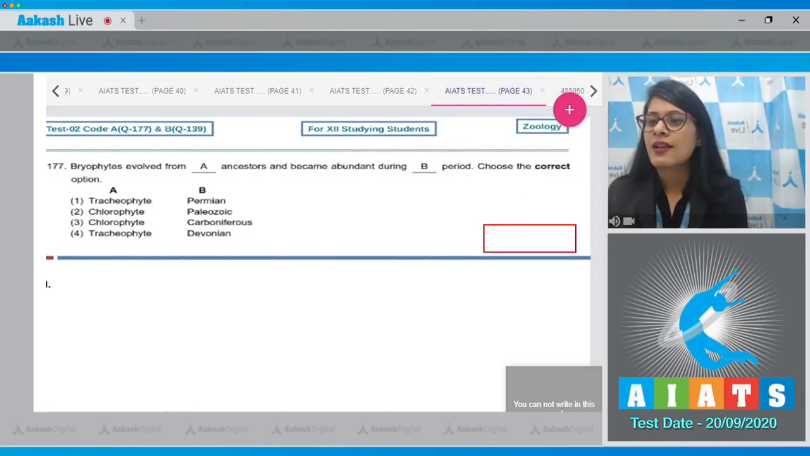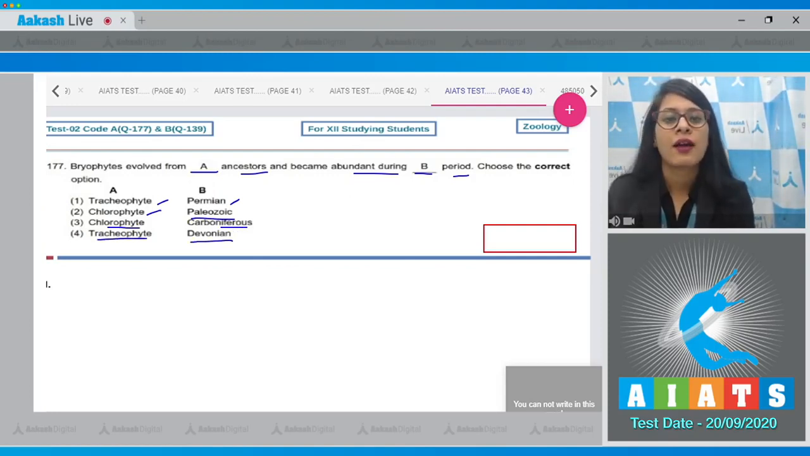Question 177. Bryophytes evolved from A, ancestors, and became abundant during B period. Choose the correct option. The very first option is tracheophyte, Permian. Second option is chlorophyte, Paleozoic. Third option is chlorophyte, Carboniferous. Last option is tracheophyte, Devonian period.